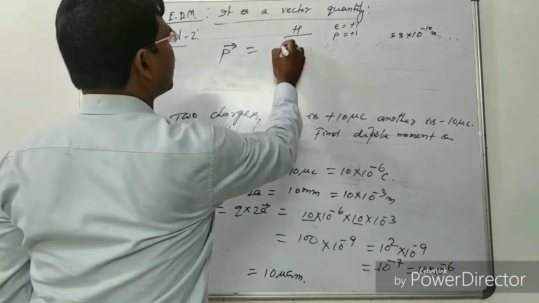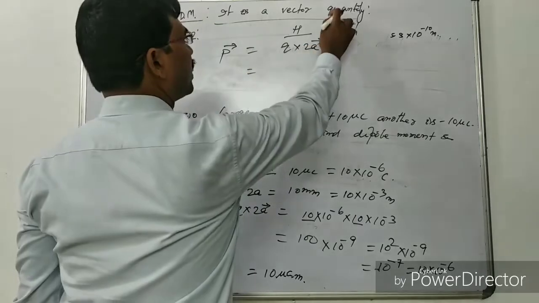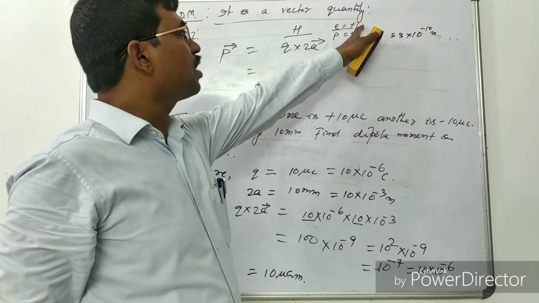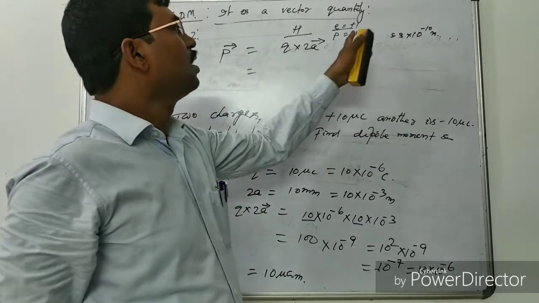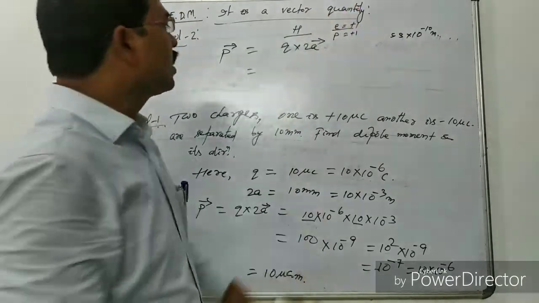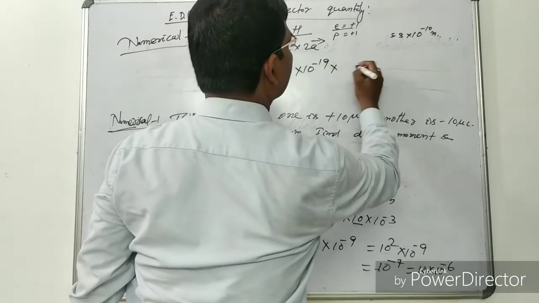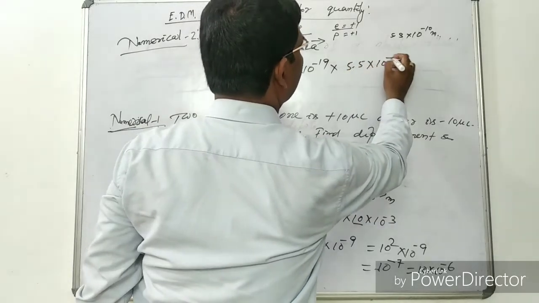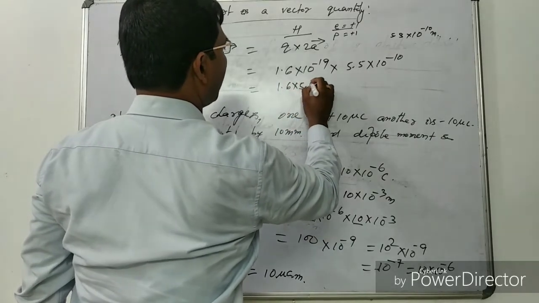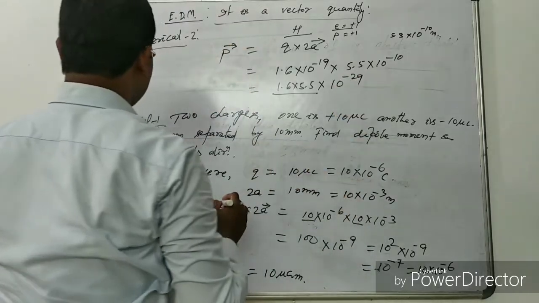P is equal to Q into 2A, because charge in magnitude is equal in both electron and proton. So when you say electronic charge, you take minus 1.6 into 10 to the minus 19 coulomb, and for the proton plus 1.6 into 10 to the minus 19 coulomb. When taking magnitude, both are same, so 1.6 into 10 to the minus 19. Then 2A is how much? 5.5 into 10 to the minus 10. So now 1.6 into 5.5, you multiply this one, and this one is 10 to the minus 29. How much you will get?